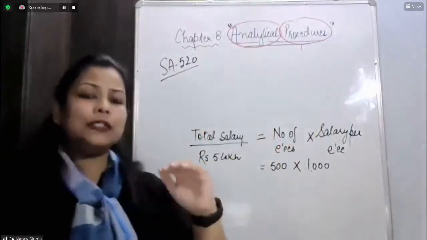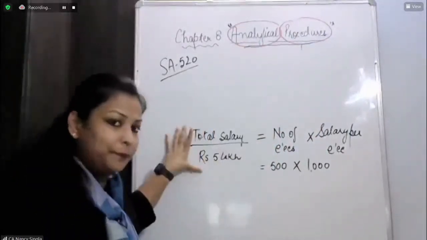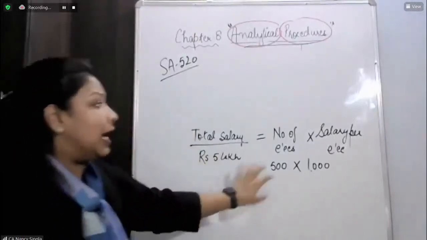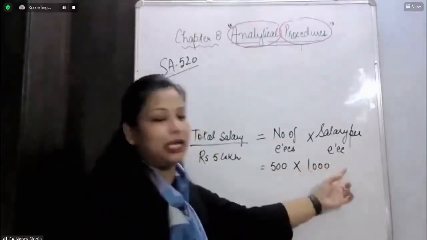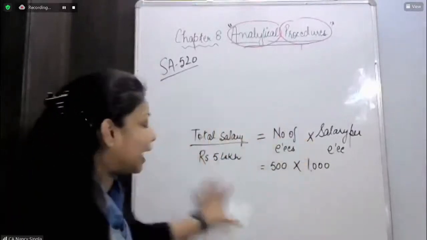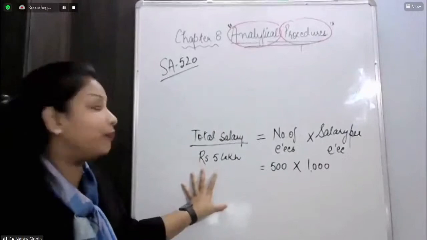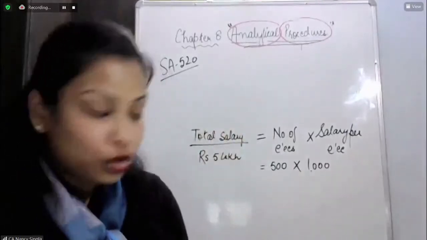Why? I'll repeat this. When I as an auditor have to check the total salary, I'm sure that there is a relationship between number of employees and salary per employee. So I asked for this data and I analyzed this data, or I can say I evaluated this data. Clear so far?